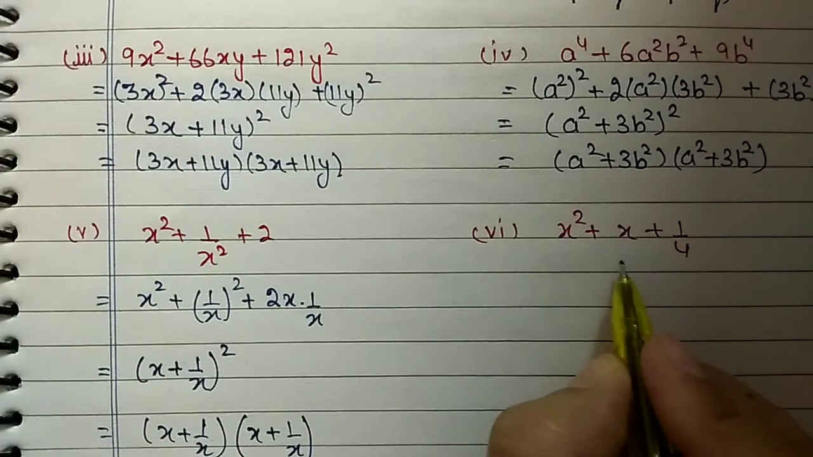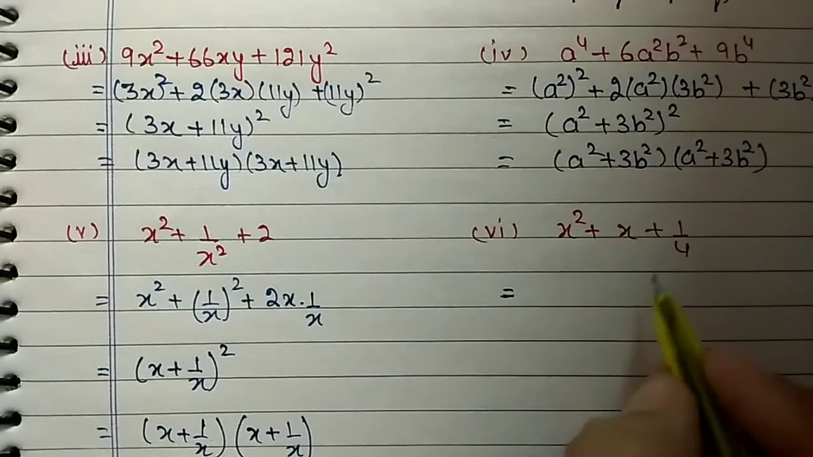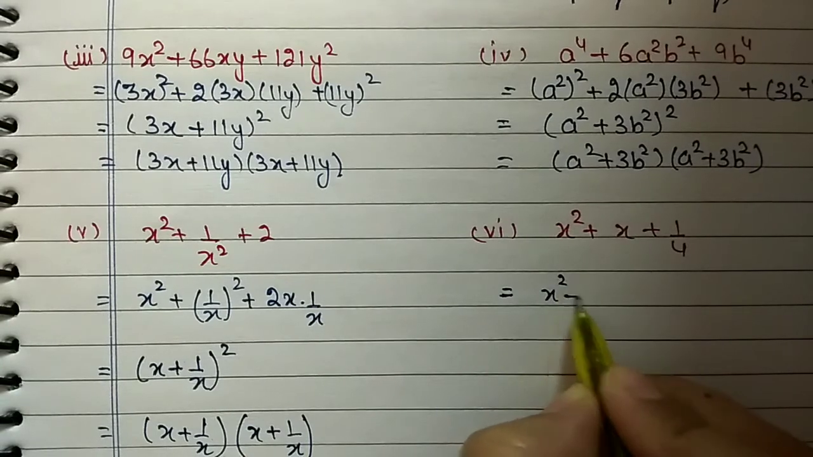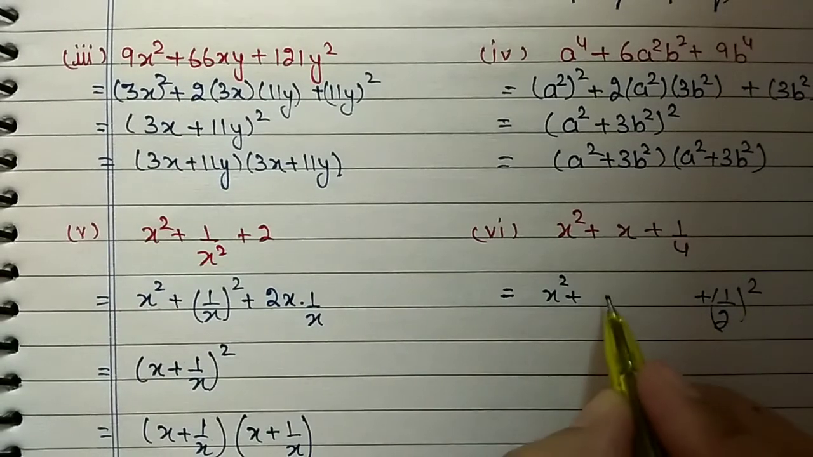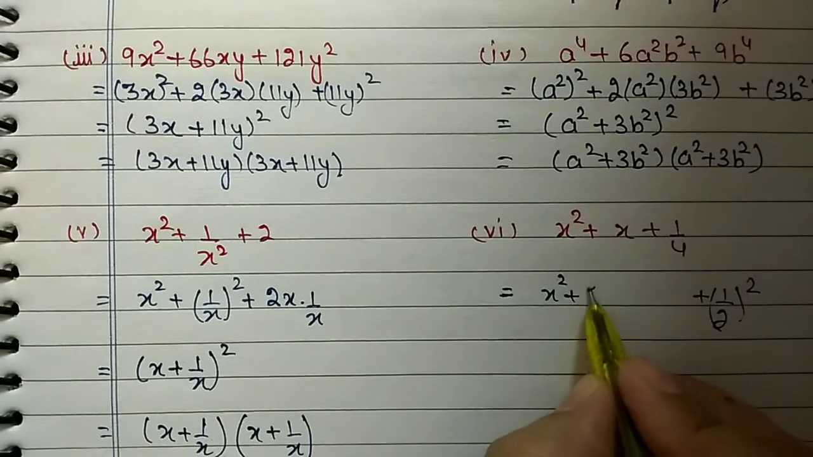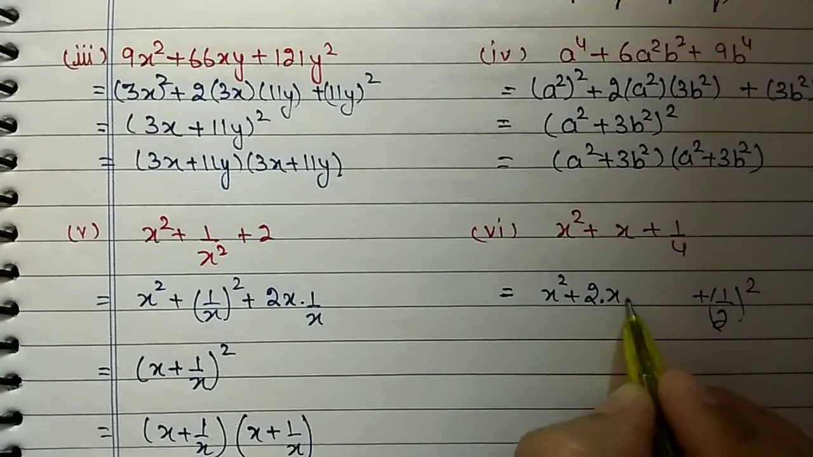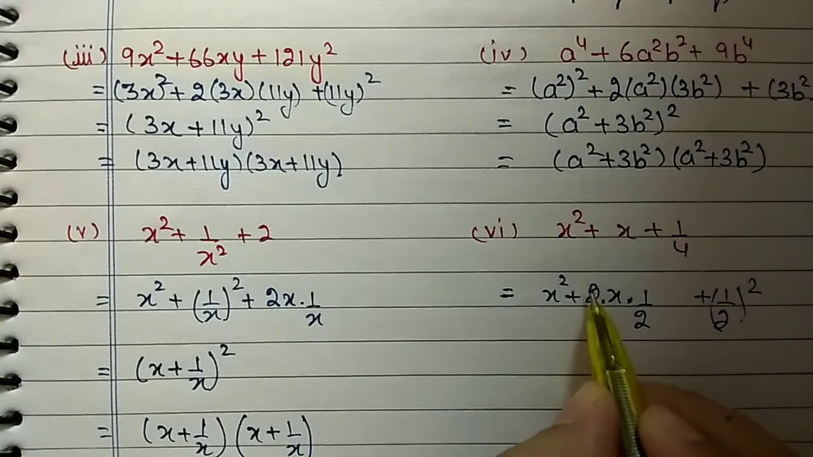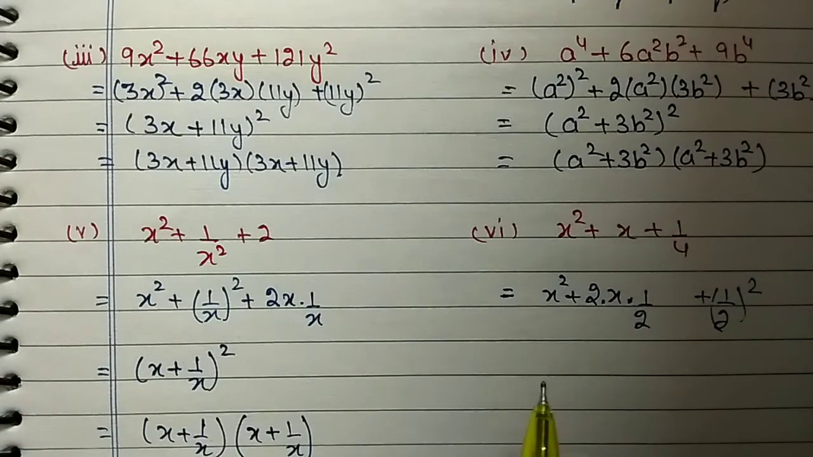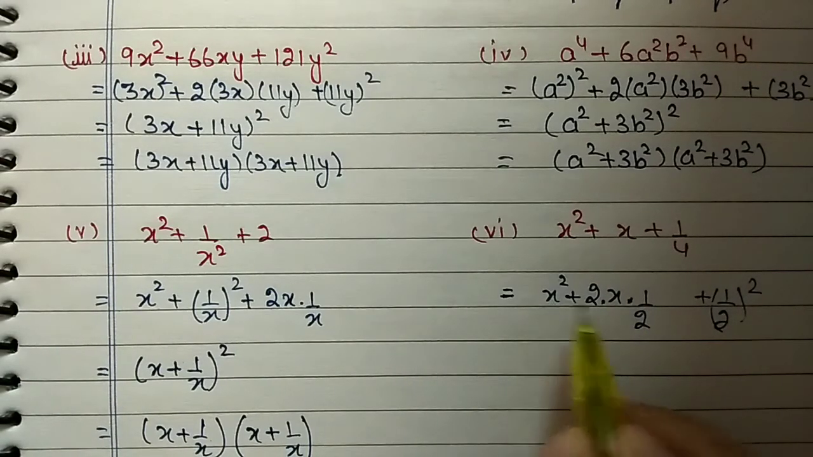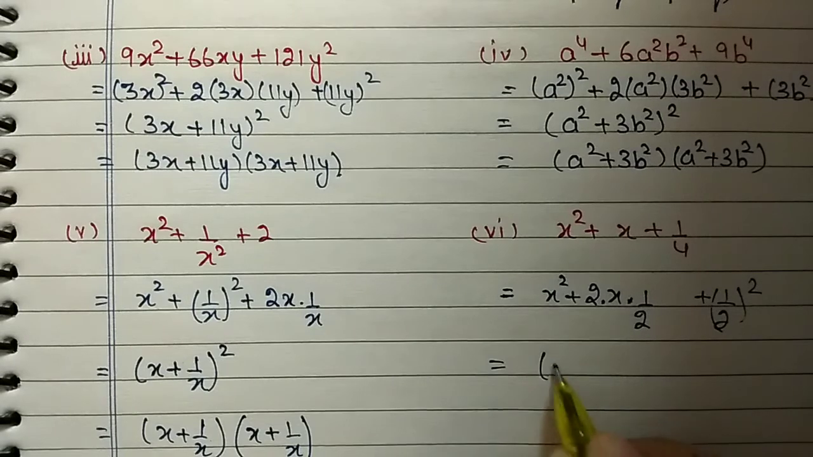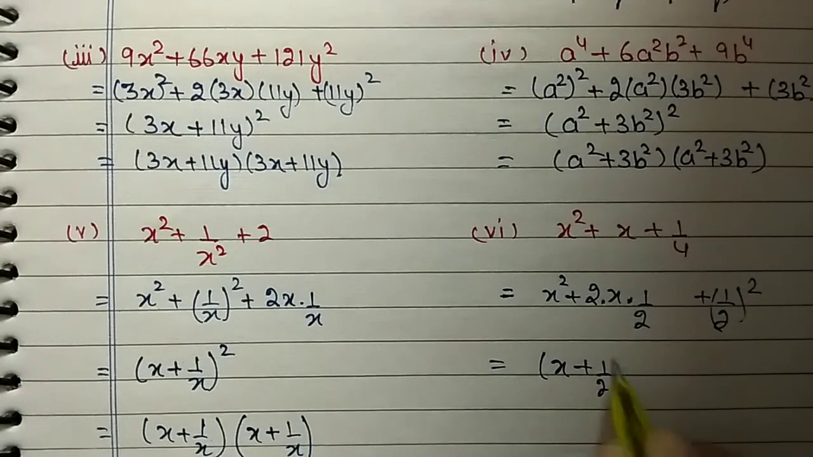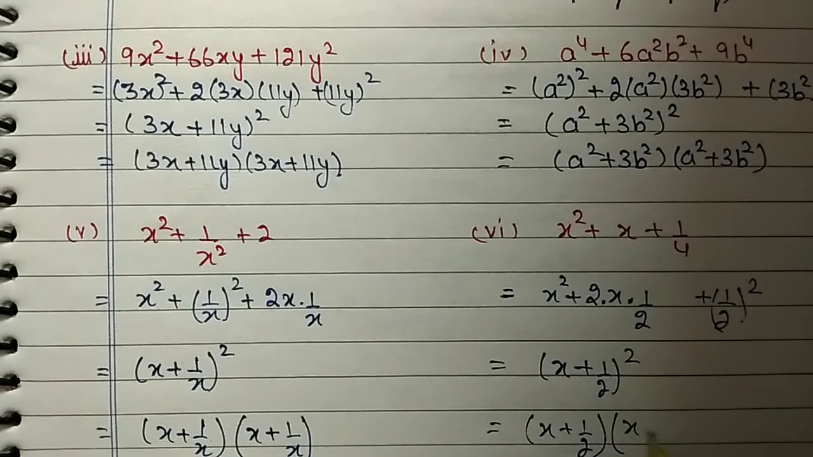Sixth one, x square plus x plus 1 by 4. So this we can write as x square, and here 1 by 4 we can write as 1 by 2 whole square. Now the middle one we have to split as 2ab. So 2a is x and b is 1 by 2. So check whether it is coming the same. 2 into 1 by 2 will cancel out and we will get x. So the value is the same. A square plus 2ab plus b square. So this thing we can write as a plus b whole square. X plus 1 by 2 whole square. Or we can write x plus 1 by 2, x plus 1 by 2.